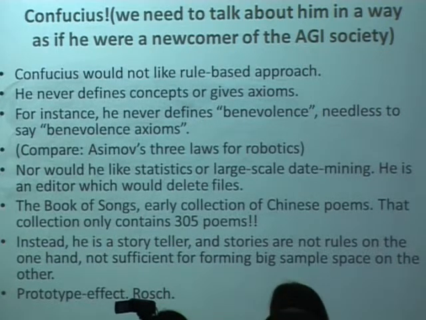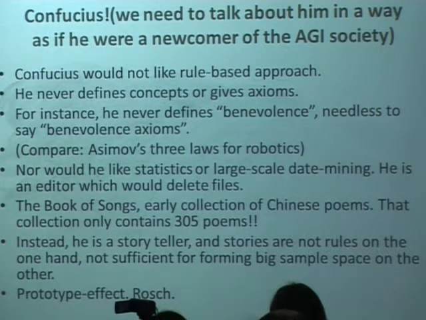I will give you an example. He has a Book of Songs, an early collection of Chinese poems. That collection contains 305 poems. Okay, I think there should be more than 305 poems circulated in the Spring and Autumn period or even in the early Zhou dynasty. But 孔子 deliberately chose a small sample of them. So he does not like a large example space. Instead, he is just a storyteller. The story and not rules on the one hand, not sufficient for forming a big example space on the other.